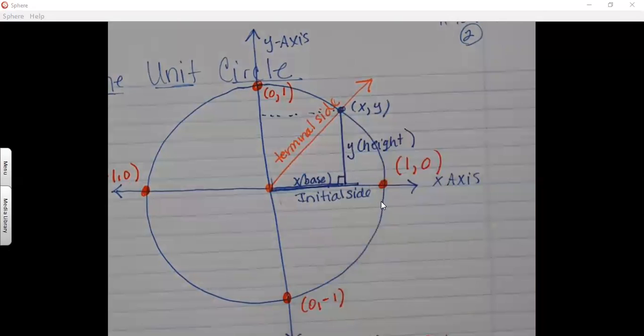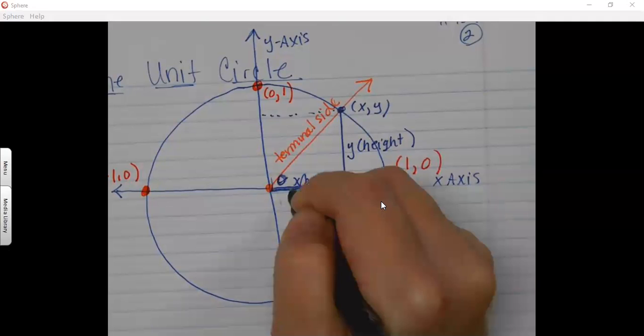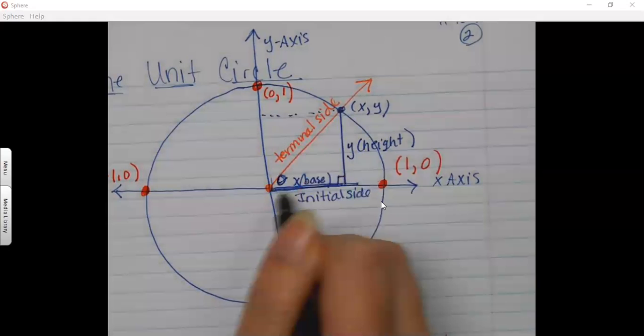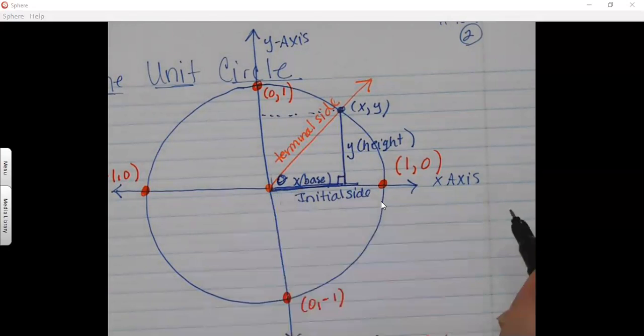That is if theta is the angle formed by the initial side and the terminal side, okay? Which is always going to be the case in the unit circle. Theta is always the angle formed by the positive x-axis and a ray that intersects the unit circle. We can't always use theta to find the x and the y. Sometimes we have to use a reference angle, but we'll get to that. Okay?